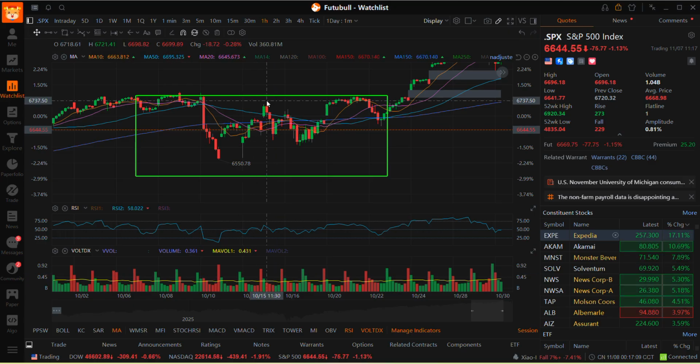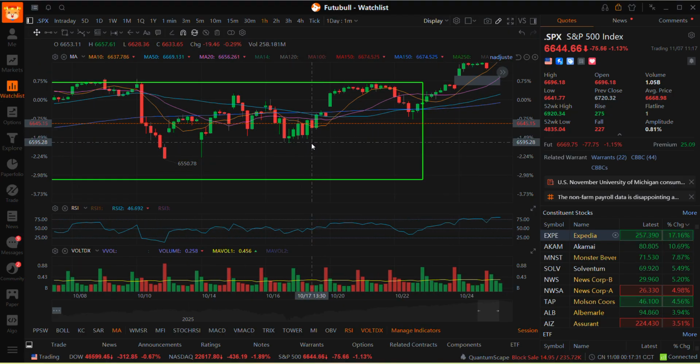Then the next thing you want to see is the sellers trying their last fight, which might result in a break of these buyers. If it results in a break of these buyers, that means the sellers have won. You have to stay out. You don't need to do anything. So the sellers stepped in, but they didn't break anything. Then the next thing you want to see is the buyers coming back again.